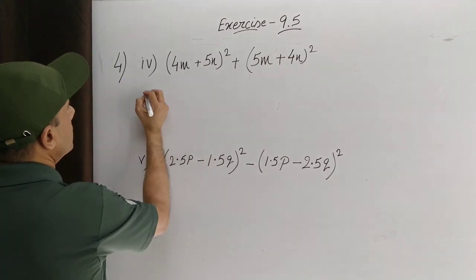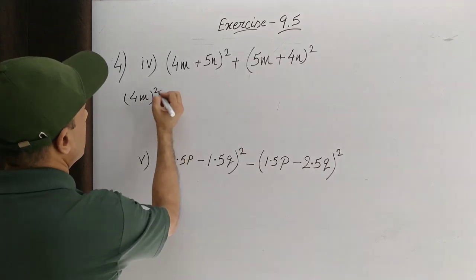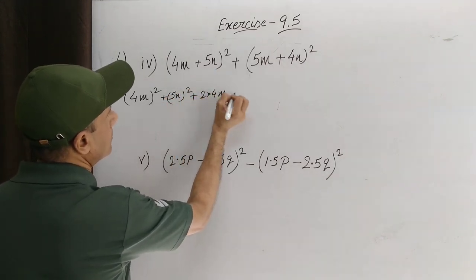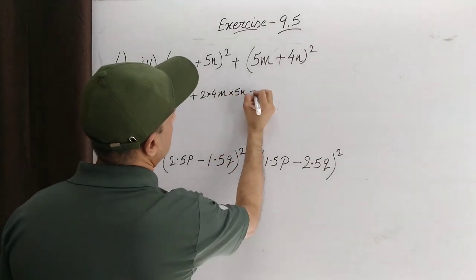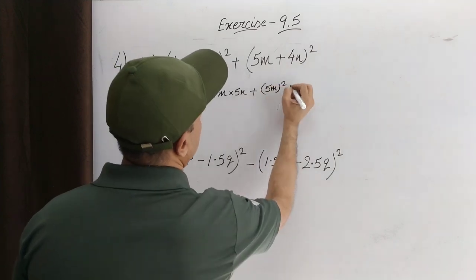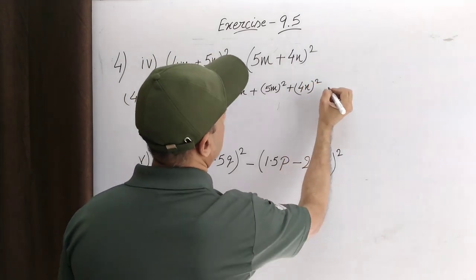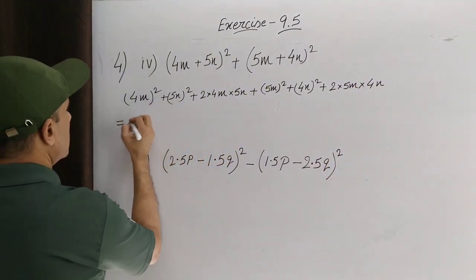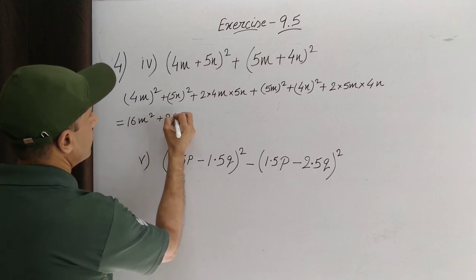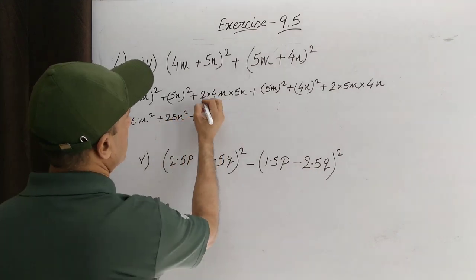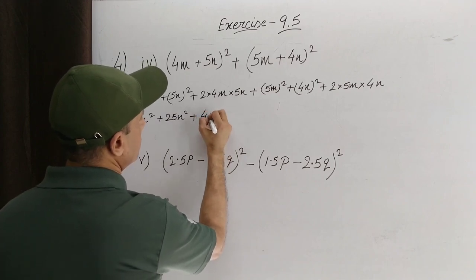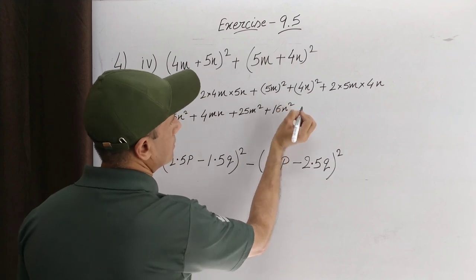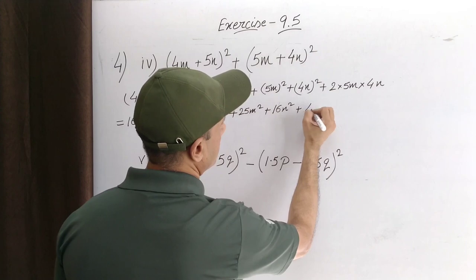So in this case, we have a is 4m, so this is a square, and b is 5n square plus 2 into 4m into 5n, and this is plus 5m square plus 4n square and plus 2 into 5m into 4n. So we have the values as 16m square plus 25n square plus 40mn and plus 25m square plus 16n square plus 40mn.